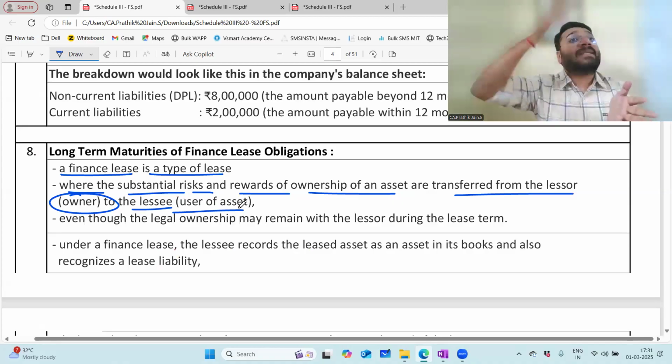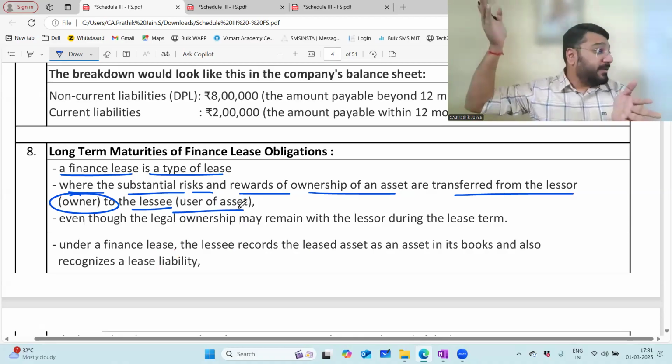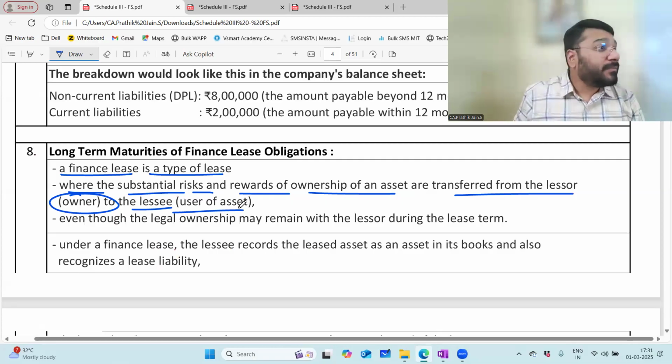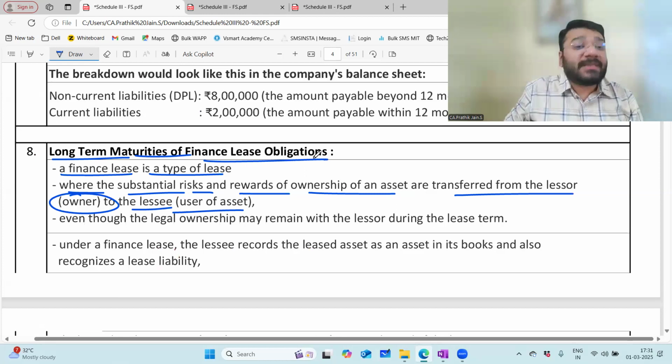This payment I'm doing for the next 10 years, 5 years, 8 years. It means the payment that I'm going to do is beyond the operating cycle period. In that case, this money that you're paying is called long-term maturities of the finance lease obligation.